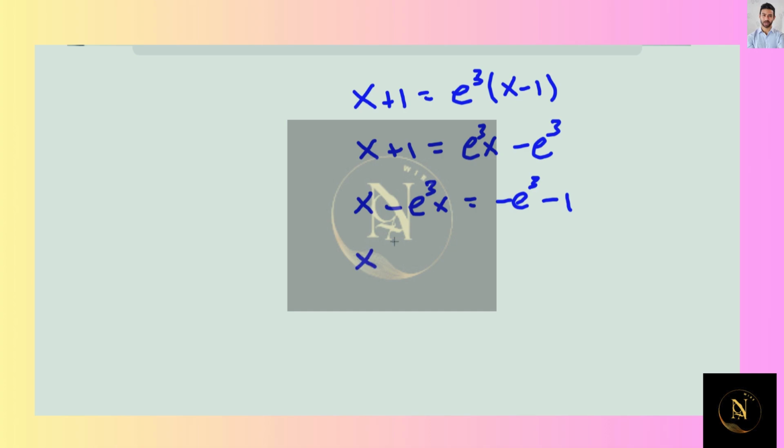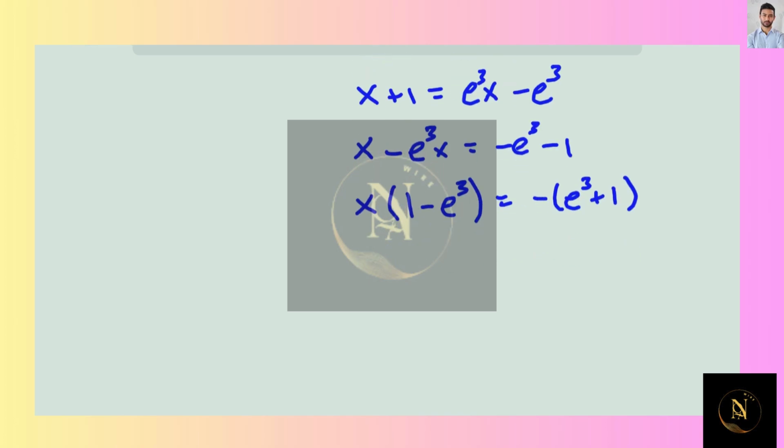But now we can factor out the x, left with 1 minus e cubed, equals, we could factor out a negative, and we're left with e cubed plus 1. And so this is the same thing as 1 plus e cubed.